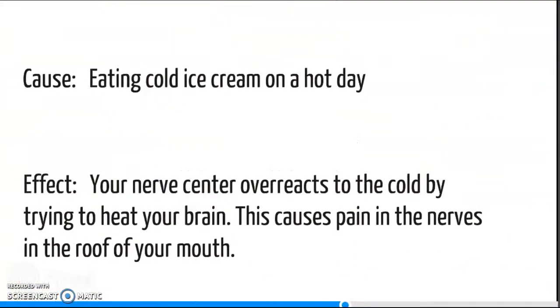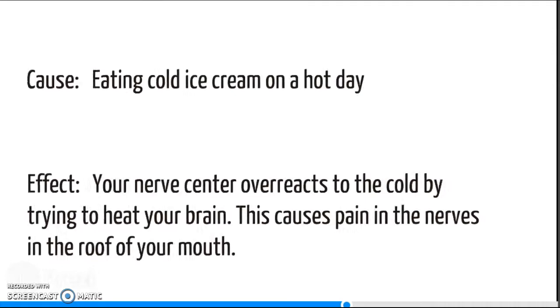The cause: eating cold ice cream on a hot day. The effect is your nerve center overreacts to the cold by trying to heat your brain. And this causes pain in the nerves in the roof of your mouth.